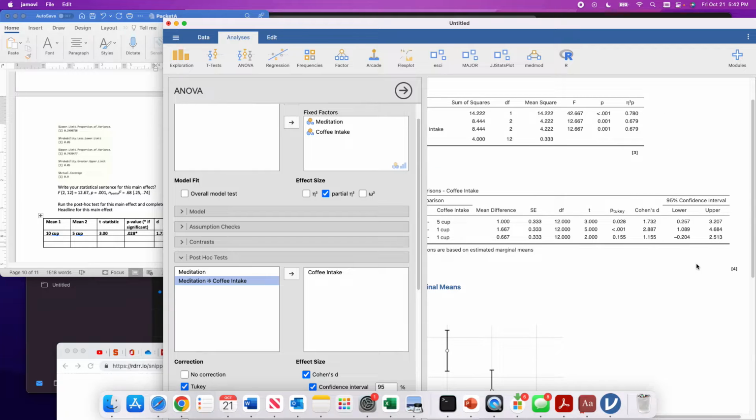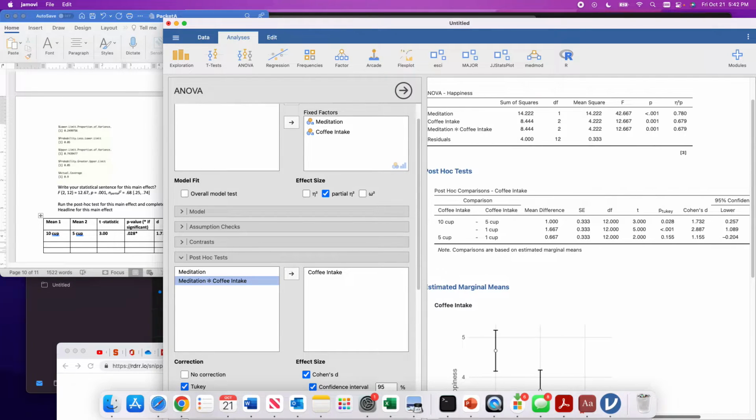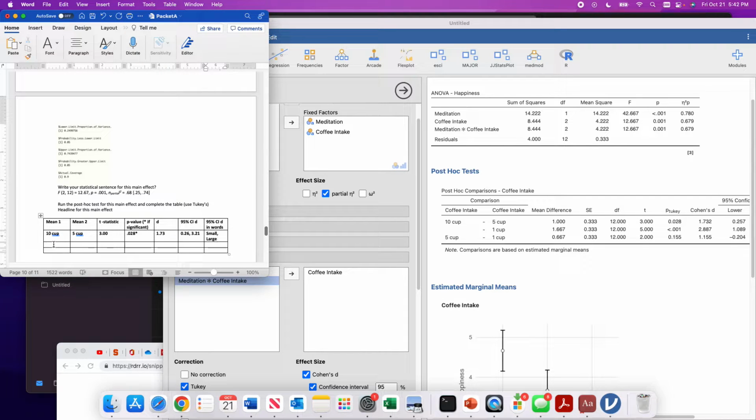My population's Cohen's d is between 0.26 and 3.2, so that's between small and large. I want you to know I would never take off for not putting the 0. It's just not worth a point, in my opinion. There's so much you got to worry about that it's not worth worrying about. But that's small to large. So I know that difference, 10 versus 5, is between a small to large difference in the population. 10 versus 1, that's going to be better. We can see the data there.